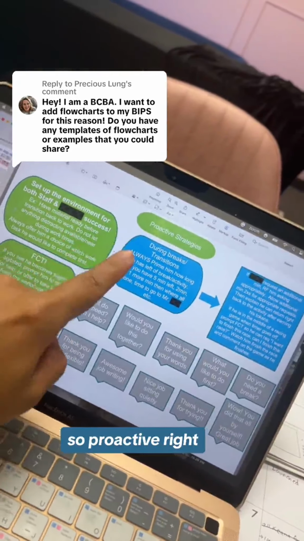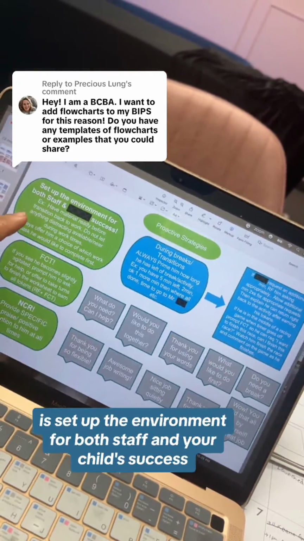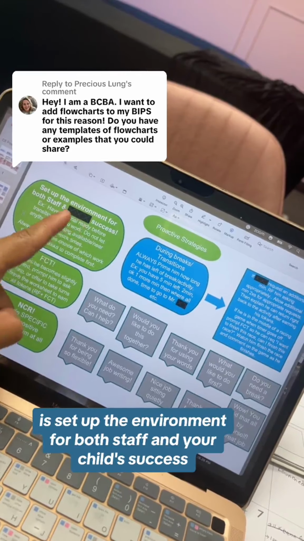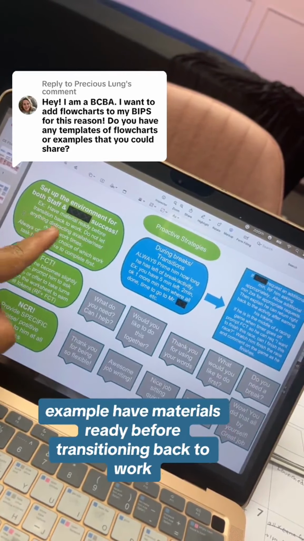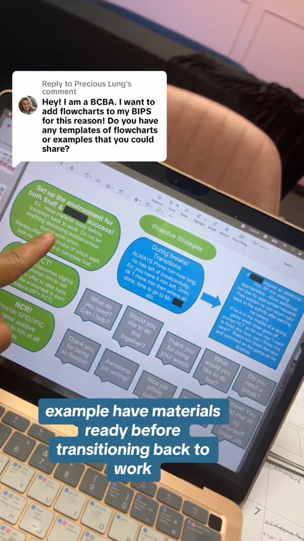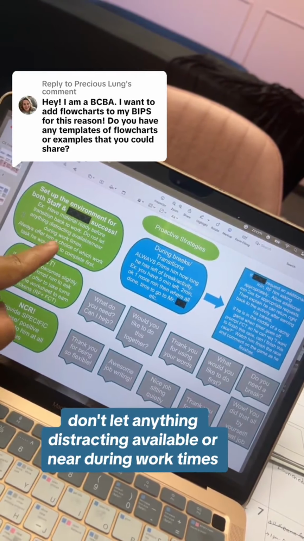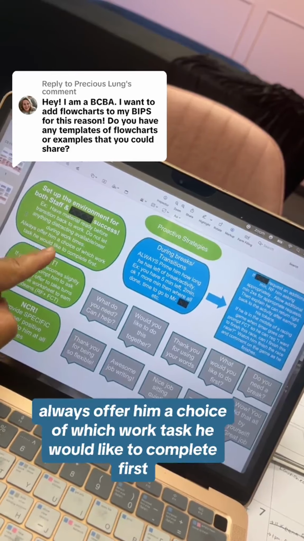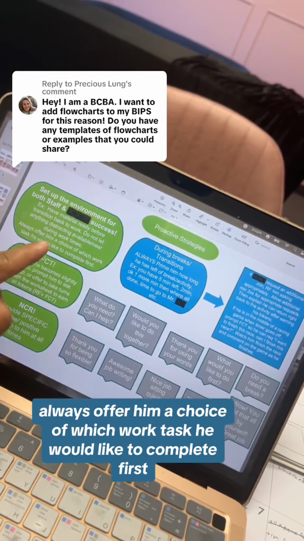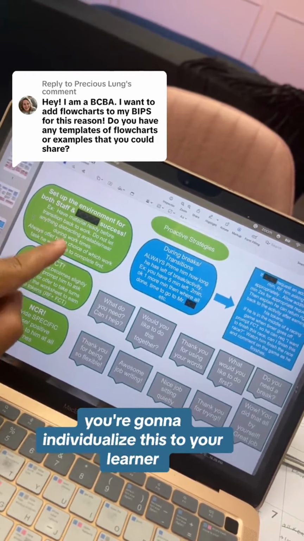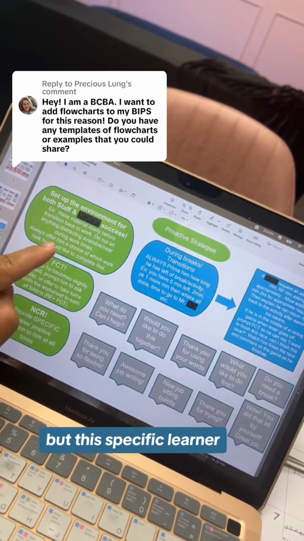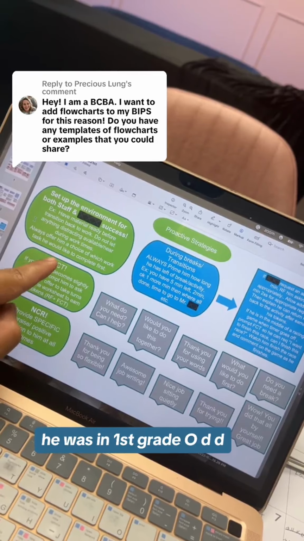So proactive, right? The first thing you're going to want to do is set up the environment for both staff and your child's success. Example: have materials ready before transitioning back to work. Don't let anything distracting be available or near during work times. Always offer him a choice of which work task he would like to complete first. Always offering choice.